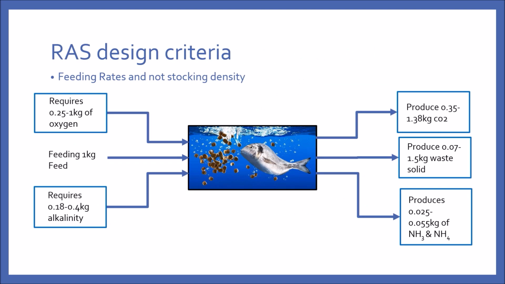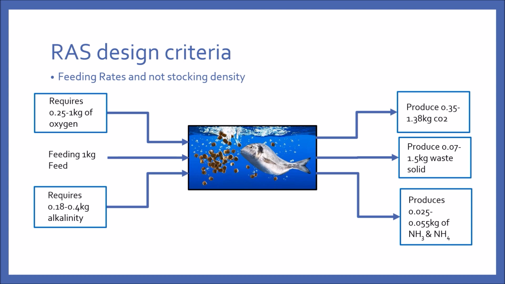The RAS system is always designed based on how much you are feeding and not how much you are stocking. So do not be impressed by those who claim that their system holds up to 1,000 crabs or 2,000 crabs. Be impressed if they can feed the crabs at 3 to 5% body weight while still maintaining good water quality.